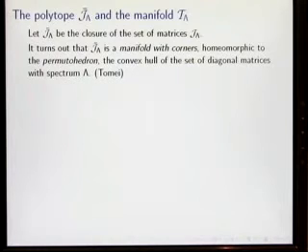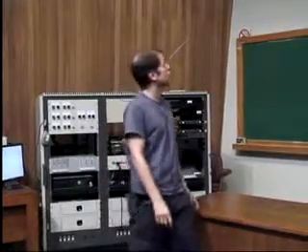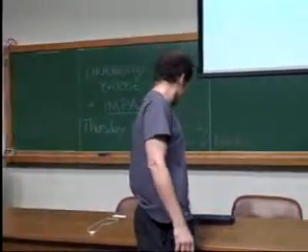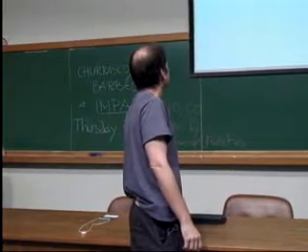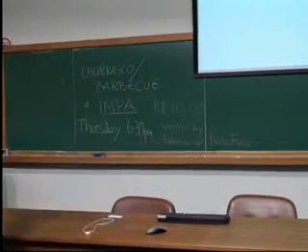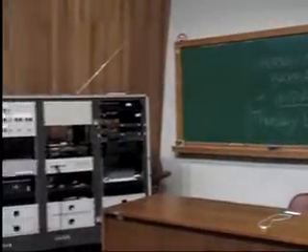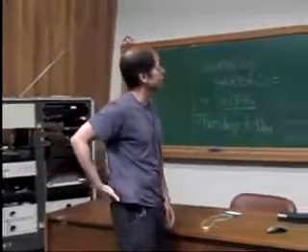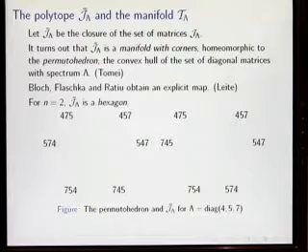And it's homeomorphic to a certain specific polytope called the permutohedron, which you get by permuting numbers. In this case, you permute eigenvalues. You take the convex hull, that's a convex polytope, and it's homeomorphic to that. Bloch, Flaschka, and Ratiu gave an explicit map, and Leite, our co-author, gave a different proof of the same result.